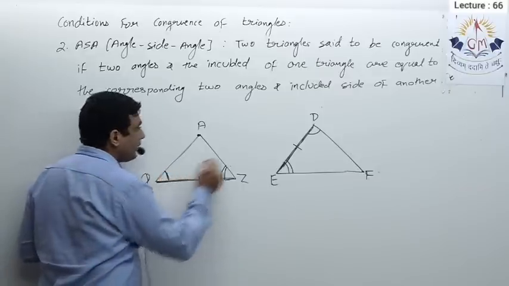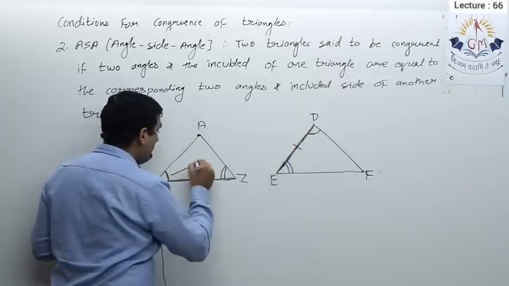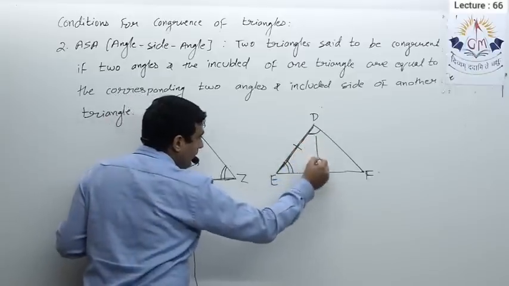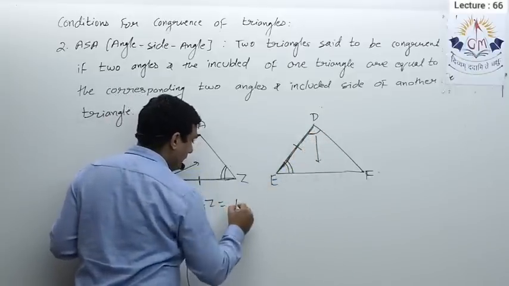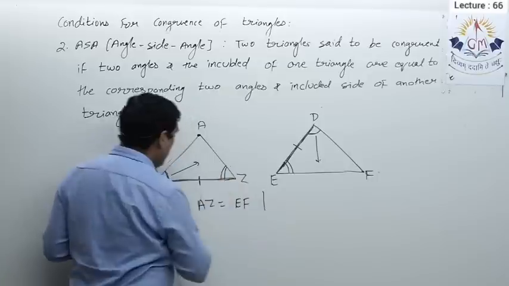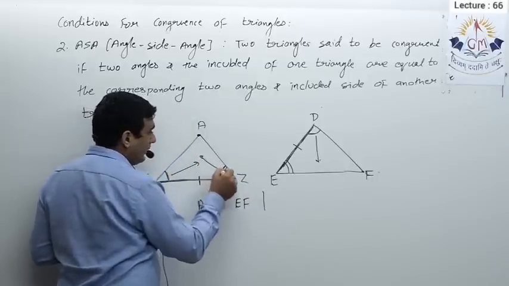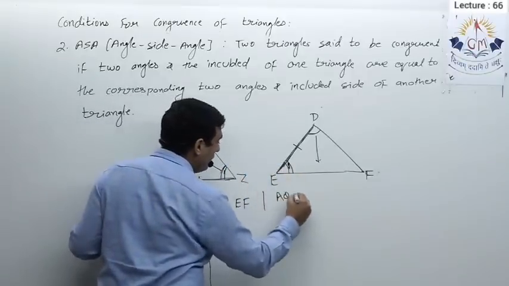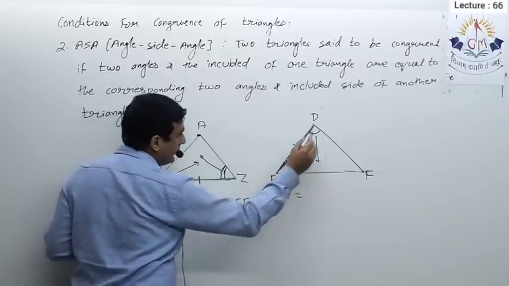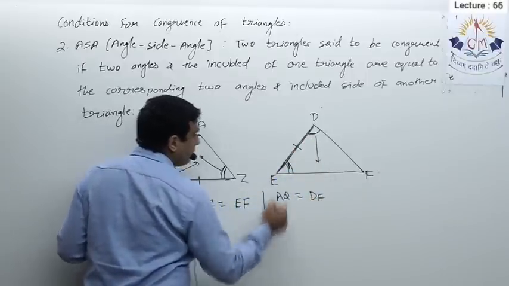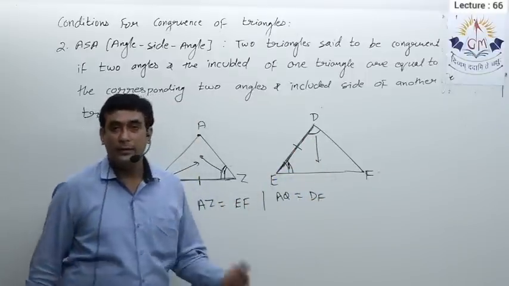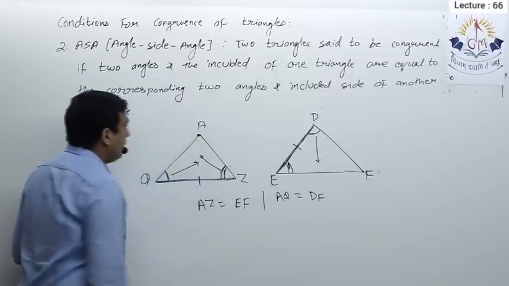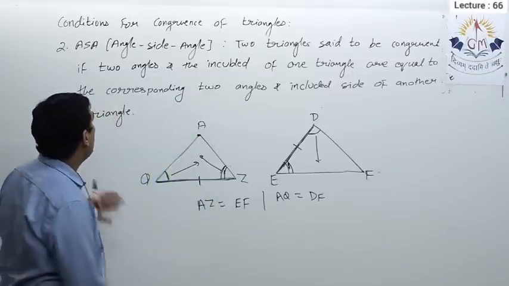Here angle Q is equal to angle D, so the side opposite to Q is AZ. That must be equal to the side opposite to D, that is EF. Also here angle Z is equal to angle E, so the side opposite to Z, that is AQ, will be equal to the side opposite to E, that is DF. So this is also a way to find the remaining parts equal. Okay, I hope you are getting this point.